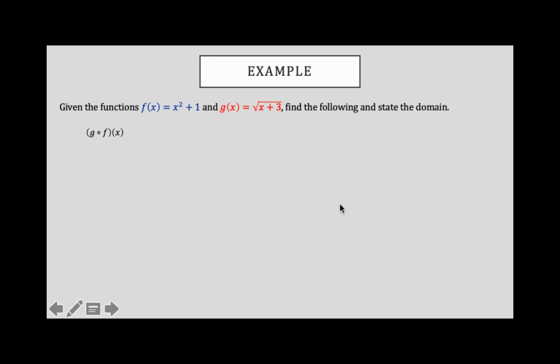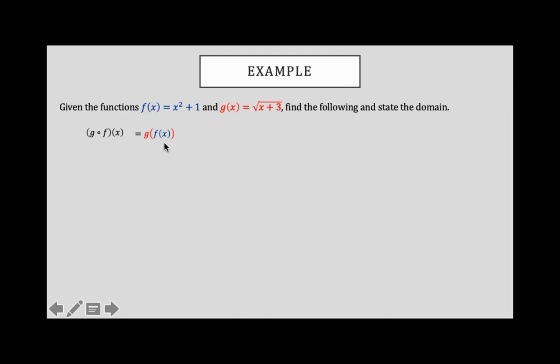Given the function f of x equals x squared plus 1 and g of x is equal to root x plus 3, find the following and state the domain. In this case, they are asking us to find g of f of x. Again, make note, the open circle means of. It does not mean multiplication. This is not g times f. This is g of f of x. This means we are taking the function f of x and plugging it into the function g. So I always start off by writing that down, g of f of x.